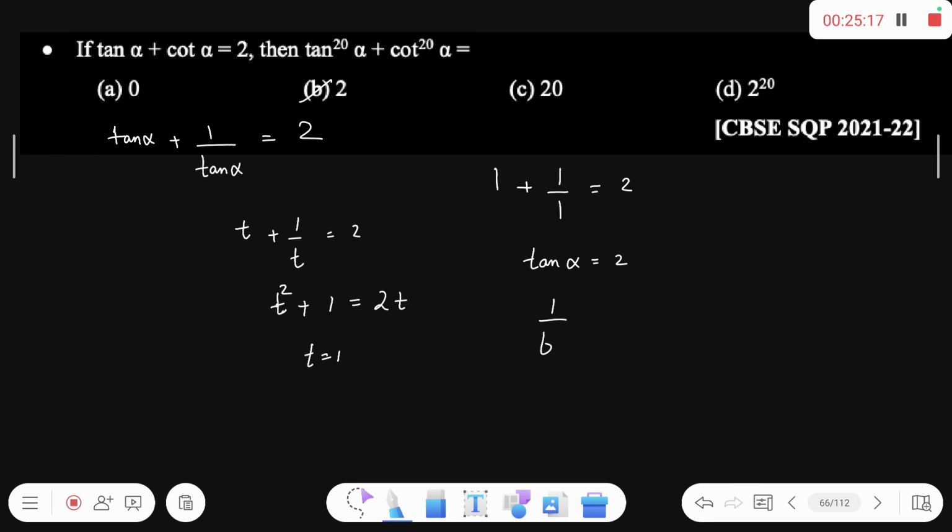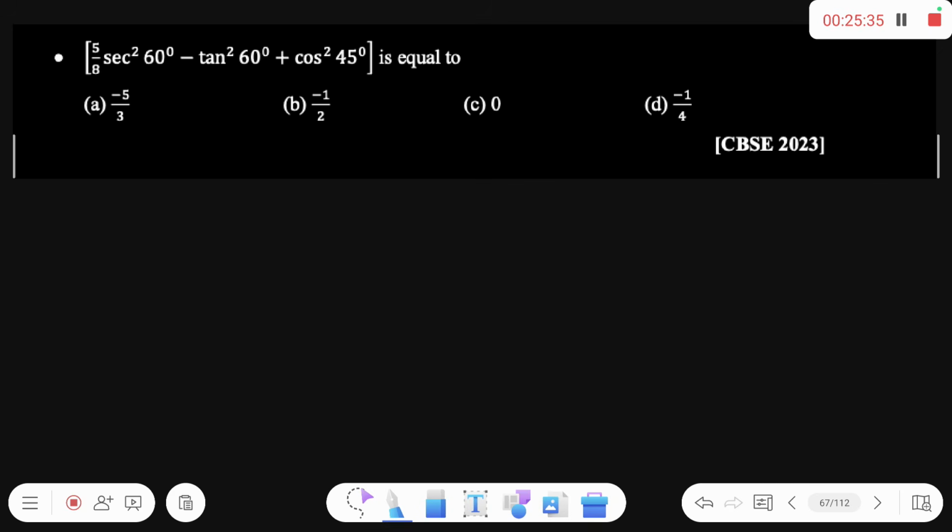Therefore 1 plus 1 upon 1 is equal to 2. So tan alpha is 1, and 1 upon tan alpha, cot alpha, is also 1. 1 to the power 20 plus 1 to the power 20 comes out to be 2. So 2 is your answer. Next, 5 by 8 sec square 60. Just put the value of all the trigonometric ratios and calculate the value. On solving, you will get 0 as the answer.